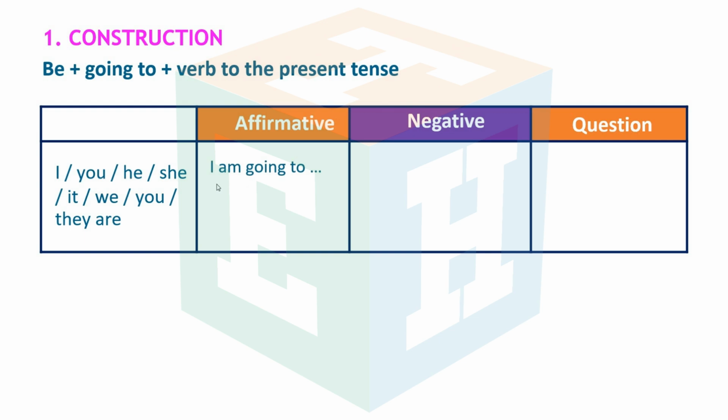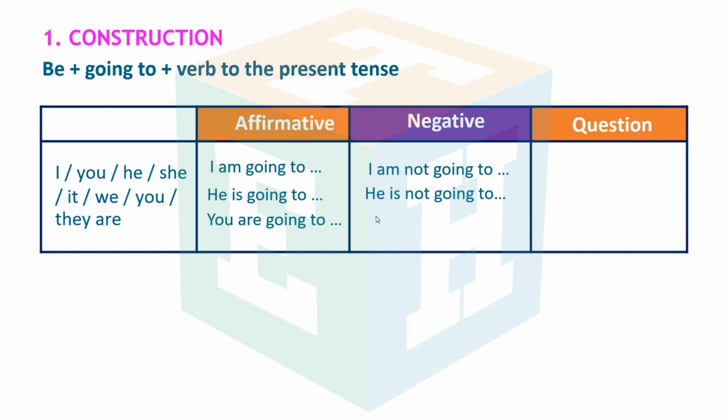Affirmative. I am going to. He is going to. You are going to. Negative. I am not going to. As you can see here, we have to add not after the verb am. He is not going to. You are not going to.